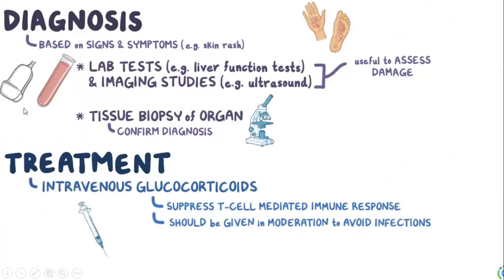How do you diagnose them? Based on lab tests, imaging studies, you can do biopsies and pathophysiology to see what immune cells are present, which will help you assess the damage. For treatment's sake, temporarily you can go with intravenous glucocorticoids. They suppress the cell-mediated immune response temporarily, but they should not be given long-term because they may have side effects.